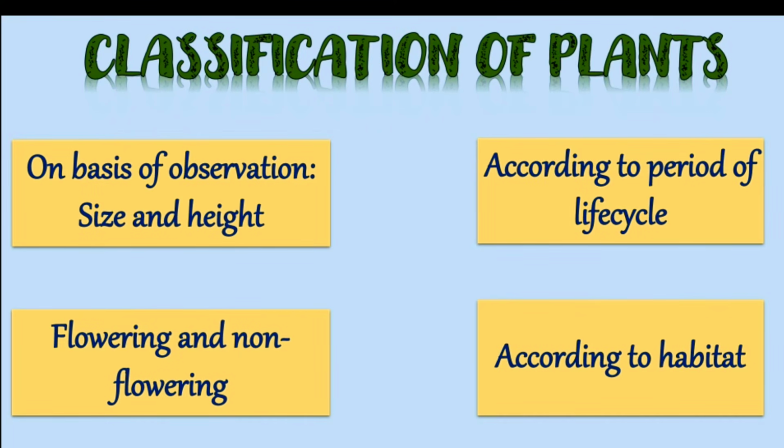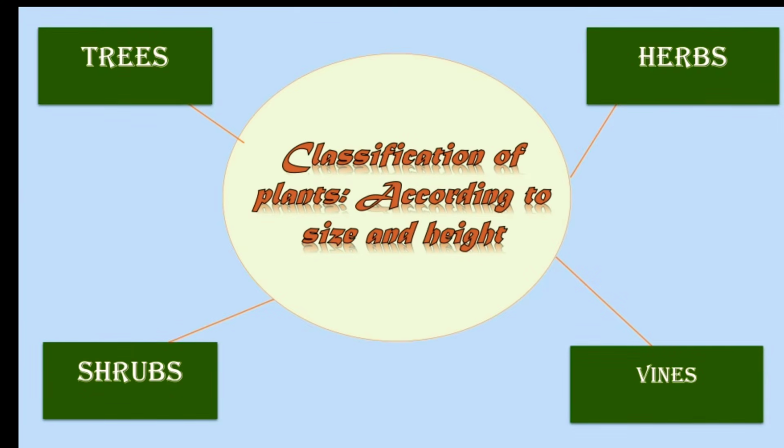Next, we will be studying the classification of plants. So there are four ways by which we can classify plants. That is on the basis of observation, that is by size and height, according to the period of life cycle, whether they are flowering or not, and on the basis of their habitat. So we will see one by one how the plants are classified.